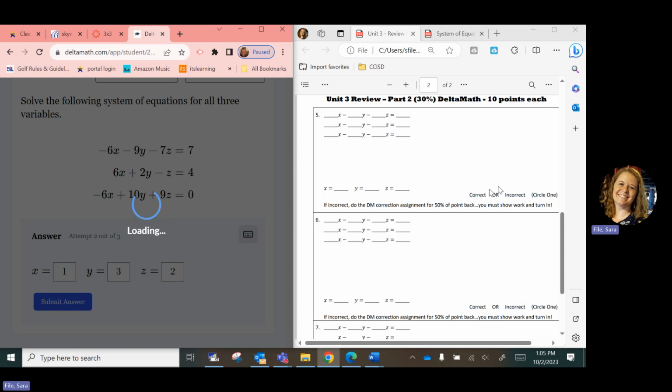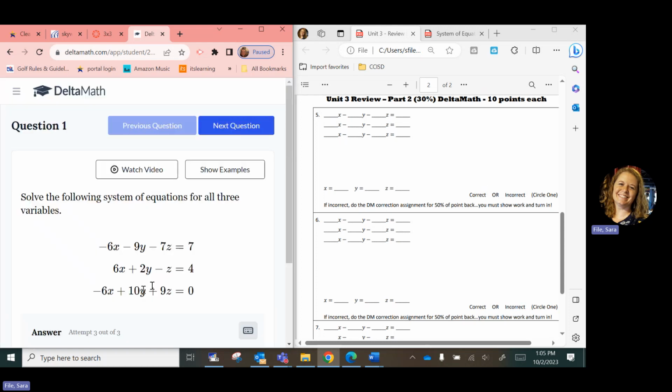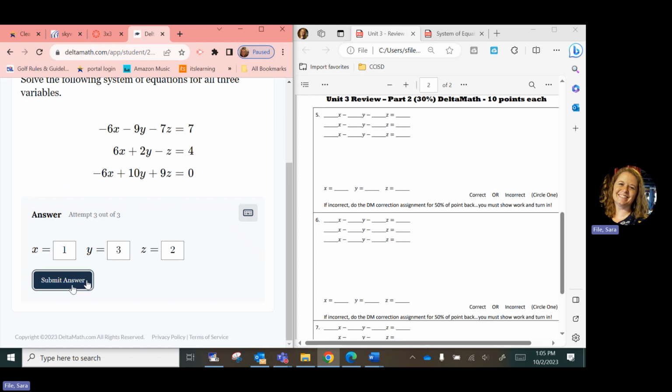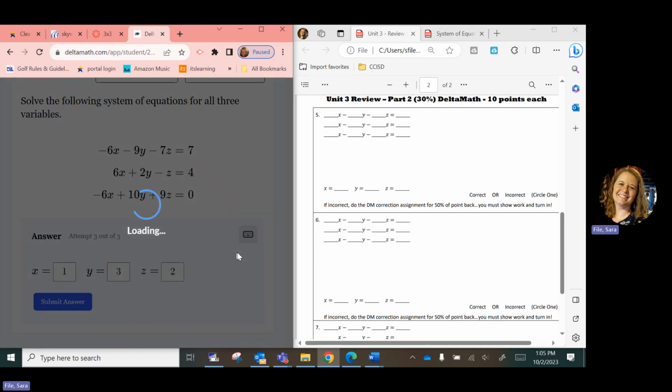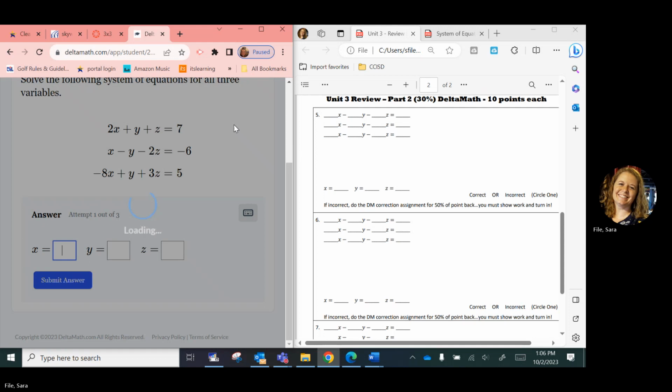So over here on your paper, you're going to circle correct if you get it correct. If you got it correct, you'll see a green check mark in the corner. Okay, but if you got it incorrect, I'm just going to hit submit again so I can show you the screen. I'm not going to bother changing anything. So we got it wrong. So if you get a red X, you would circle incorrect. If you get a green check, you'll circle correct. Okay, and then you'll go on to your next question.